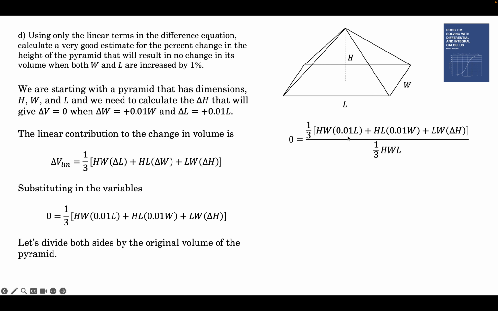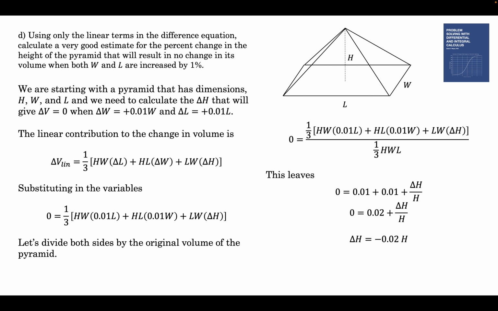And right here, the first term is only 0.01. The second term is only 0.01. The third term is delta H divided by H. The 1/3 cancels, the L's cancel, the W's cancel. So 0.01 plus 0.01 is 0.02. Now we have to solve for delta H. So we put the 0.02 on the other side by subtracting 0.02 from each side, and we multiply the H over there too. And we get delta H is minus 0.02 H.